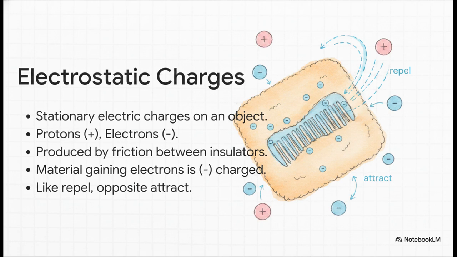The object that gains those extra electrons becomes negatively charged, creating an imbalance. And the golden rule of this invisible world: like charges repel each other, and opposite charges attract. We call that push and pull the electrostatic force.